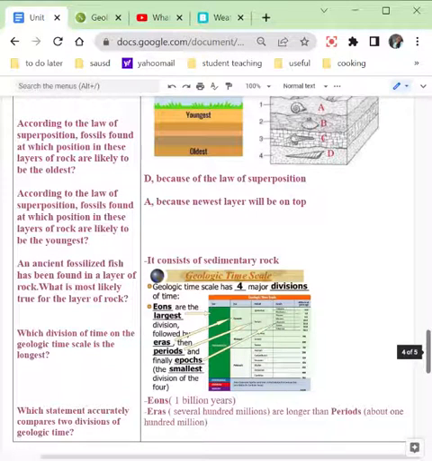Give you one more minute to write this all down. Then I'll move it down a little bit more.